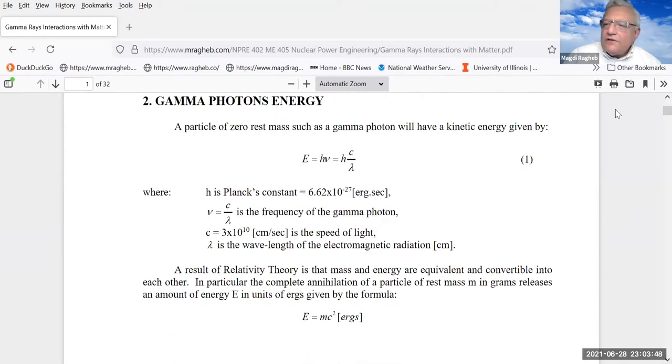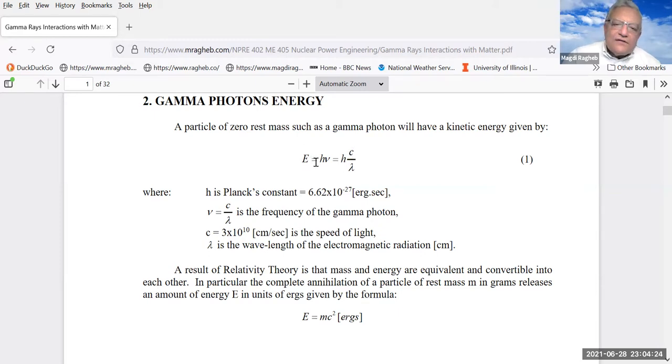When we talk about the gamma rays or gamma photons, or any part of the electromagnetic spectrum, we describe the energy differently because they're not particles. We cannot write E is equal to half mv square. We have to write the energy in terms of the frequency of the radiation, let's call it nu here, the Greek nu, or the inverse of the wavelength of the radiation. And of course, the frequency of radiation is equal to the speed of light divided by the wavelength.